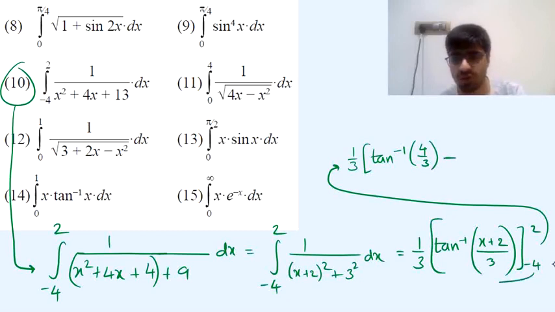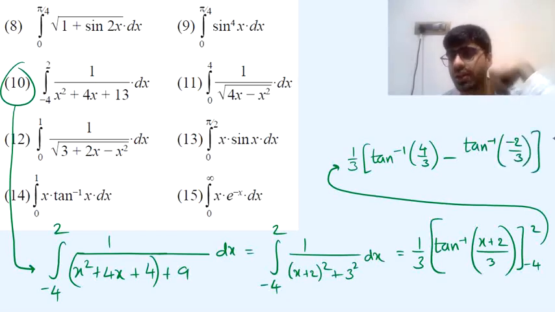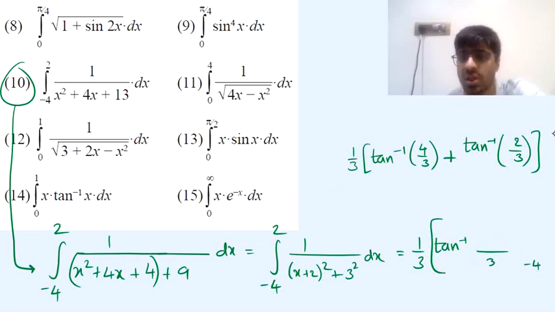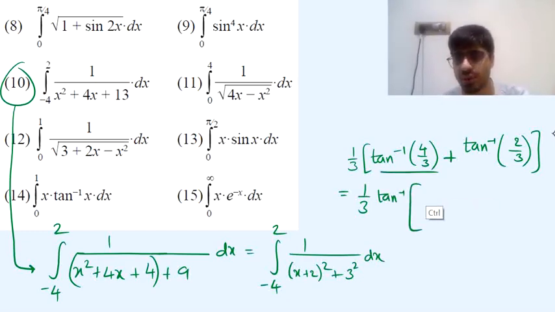From that we are subtracting whatever we get when we put a minus 4 here. So that's going to be tan inverse of minus 2 by 3. So we are subtracting tan inverse of minus 2 by 3. Tan inverse of minus x is minus of tan inverse x. This minus comes out and makes it plus here. Well, you can leave it here, but if you want, you can even simplify that further by using the formula for tan inverse a plus tan inverse b. So you can further write it as 1 by 3 tan inverse of a plus b upon 1 minus ab.